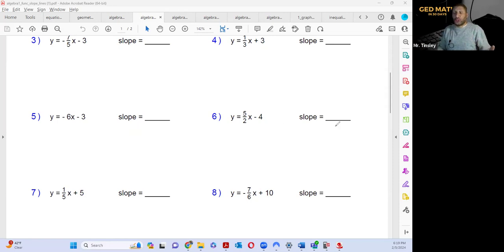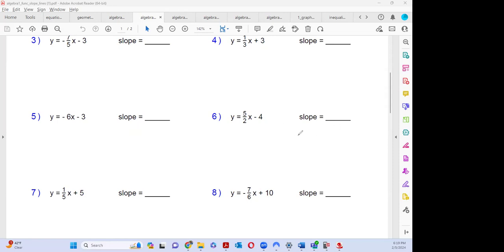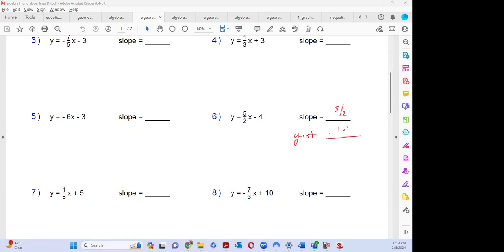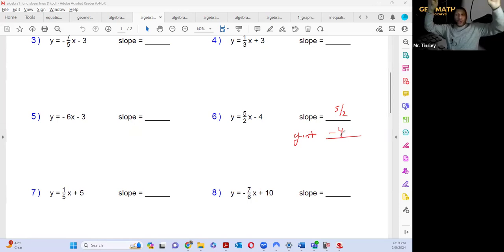Number 6. What's the slope for number 6? My slope is going to be 5/2. 5/2. What's the y-intercept? -4. What they're going to do is say, what graph corresponds to this equation?